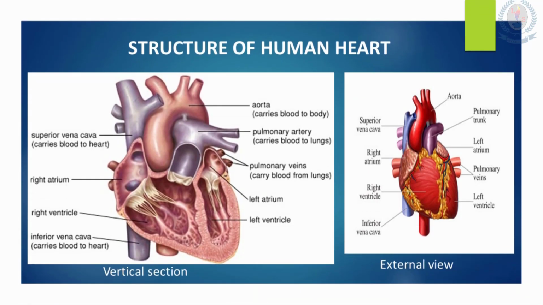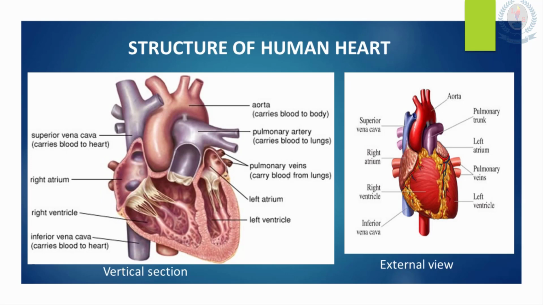So now let's discuss the structure of the human heart. From the first picture you can see the vertical section of the heart, and the second one is the external view. Here you can see there are 4 chambers in the heart. What are they? Right atrium, right ventricle, left atrium and left ventricle.